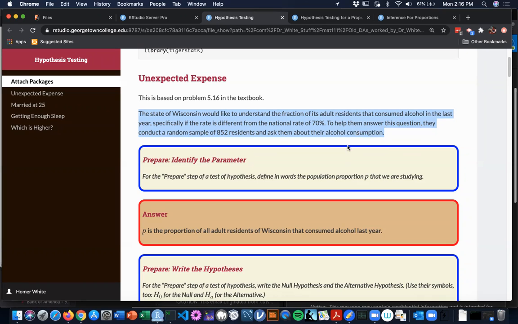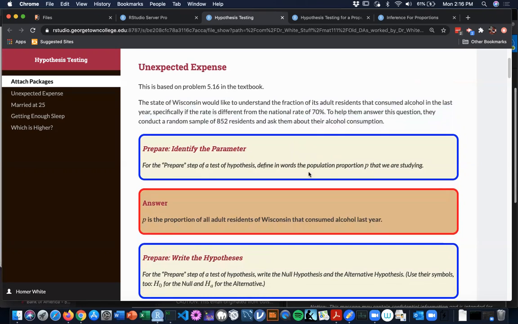To help answer this question, they conduct a random sample of 852 residents, and they ask them about their alcohol consumption. Do you drink alcohol? Yes or no?